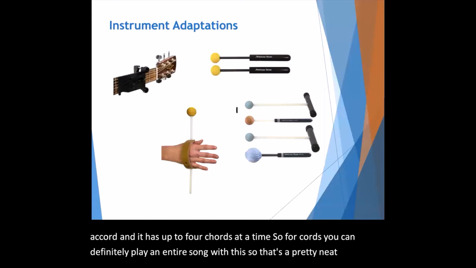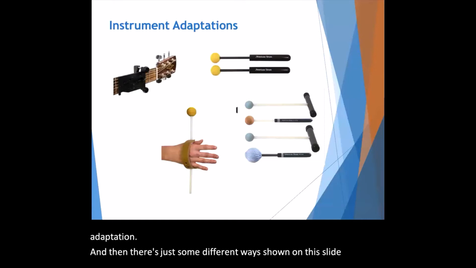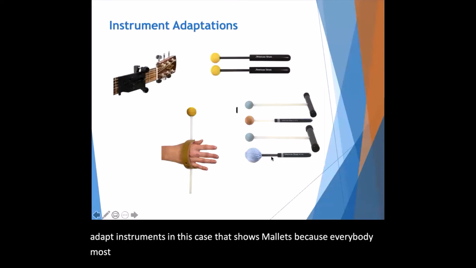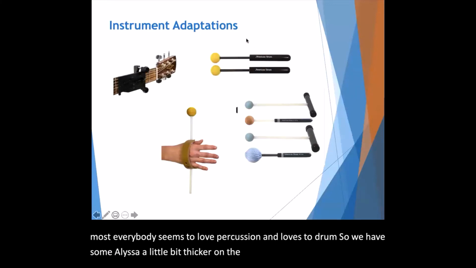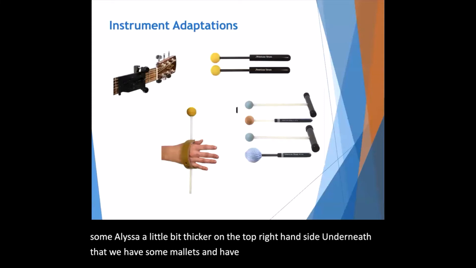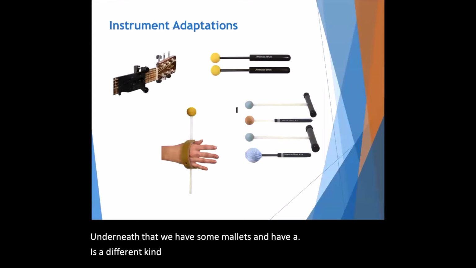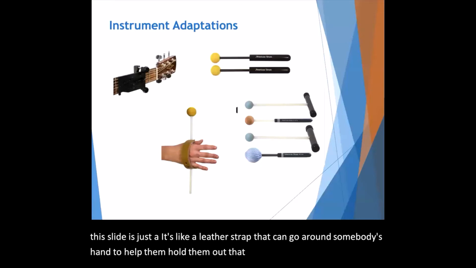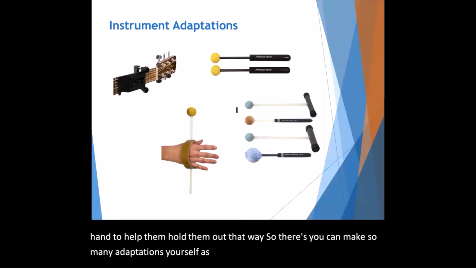And then there's just some different ways shown on this slide where you can adapt instruments. In this case, I chose mallets because most everybody seems to love percussion and loves to drum. So we have some mallets that are a little bit thicker on the top right-hand side. Underneath that, we have some mallets that you use a different kind of grasp in order to hold. And then in the middle of this slide is a leather strap that can go around somebody's hand to help them hold the mallet that way. So you can make so many adaptations yourself as well, but these are just some examples of what is out there.